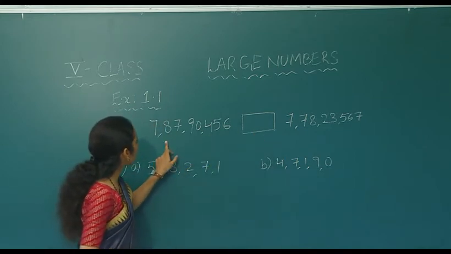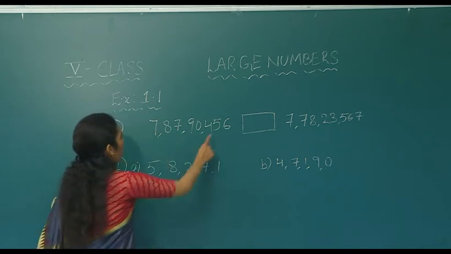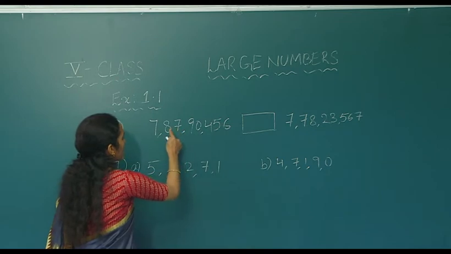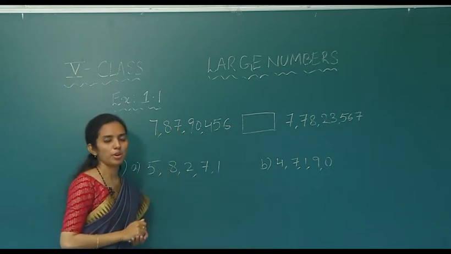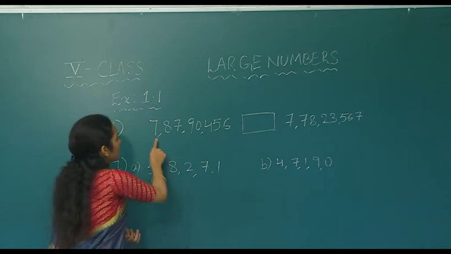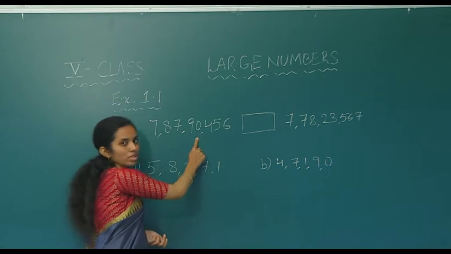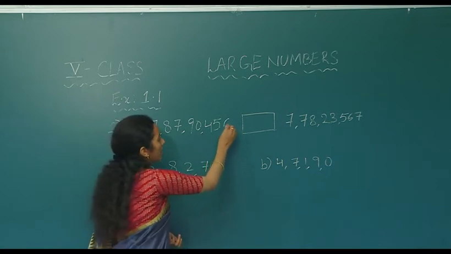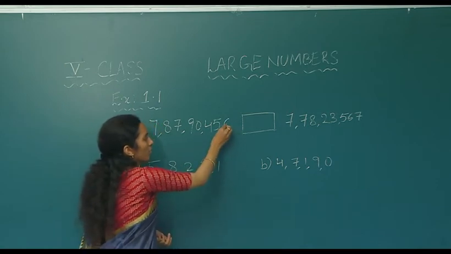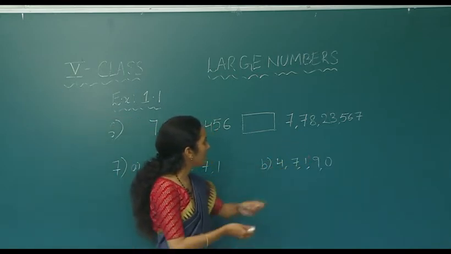So, what is the first number given here? The first number given here is 1, 2, 3, 4, 5, 6, 7, 8, an 8 digit number. So, it is a number starting with crores. It is 7 crores 87 lakhs 90,456. So, this is the first number given.